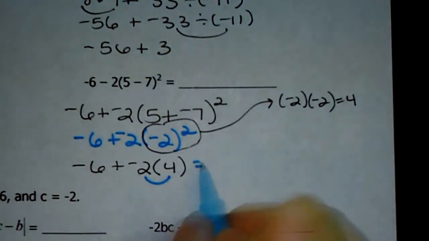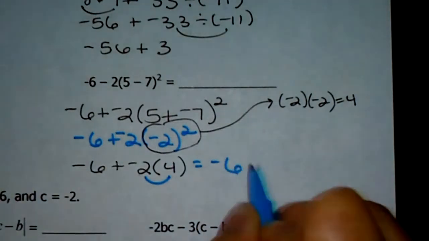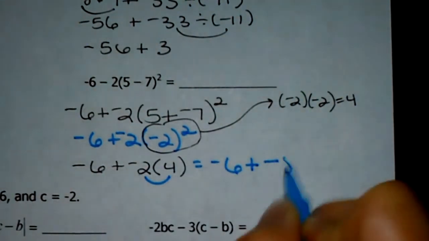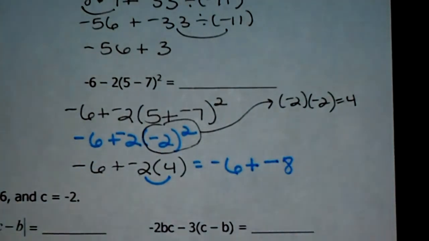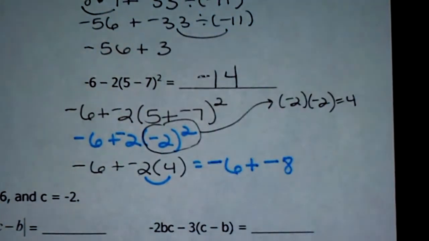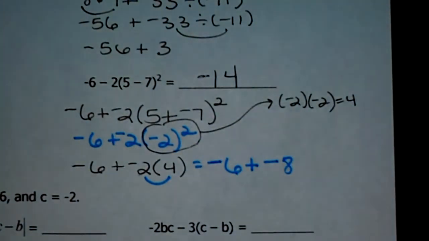So what you're left with now is negative 6 plus, when you multiply one of each, it's negative, and 2 times 4 is 8. So negative 6 plus negative 8. Now, when I add two negatives, I add the digits normally, and my answer is negative. So again, you get another negative 14. I didn't even do that on purpose, it just happened.